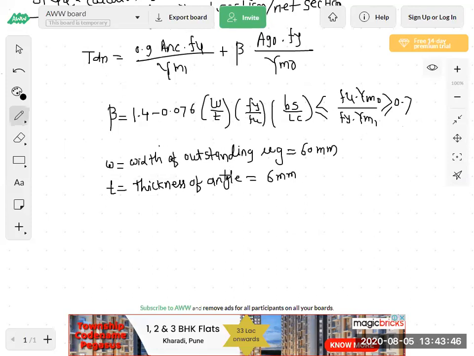Now Fy and Fu. We know Fy is 250 MPa and Fu is 410, because the grade of steel is Fe 410, and for mild steel the yield stress is 250 MPa. So Fy and Fu are 250 and 410.